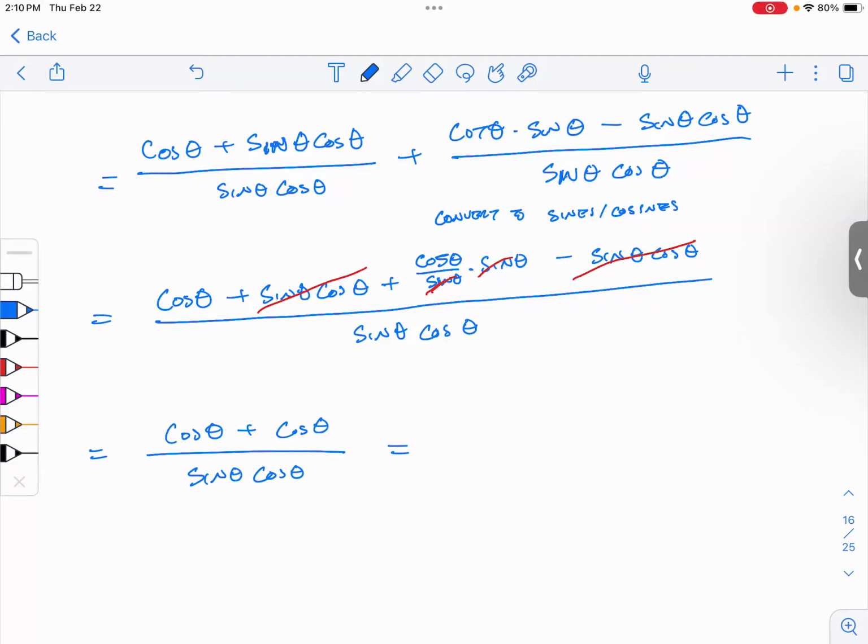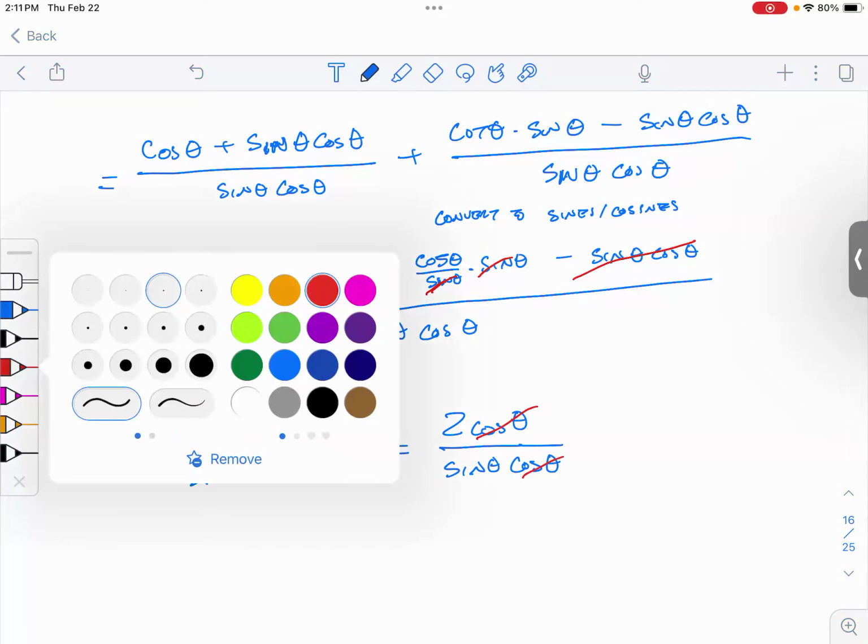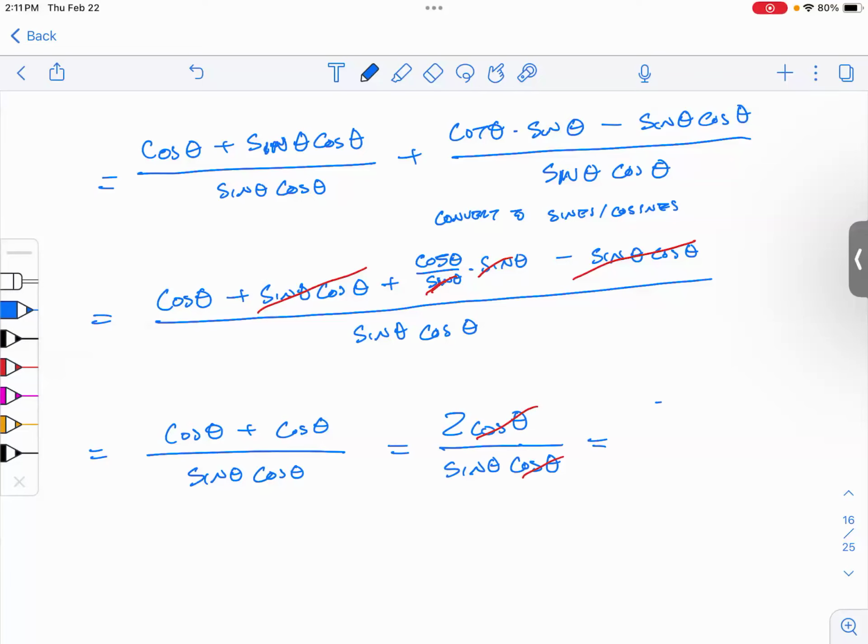And then I always see people mess this up. Cosine theta plus cosine theta, what is that? 2 cosine thetas, all right? Not cosine theta times cosine theta, cosine squared theta. I know that's an easy thing, but just be careful. So this becomes 2 cosine theta all over sine theta cosine theta. And then the cosine theta cancels. That becomes 2 over sine theta.